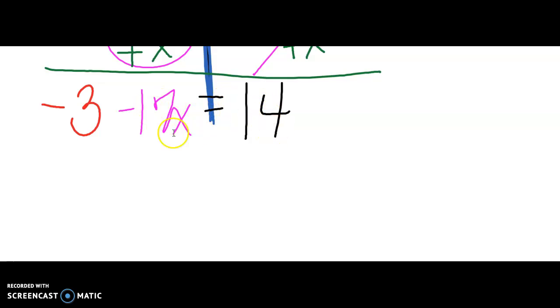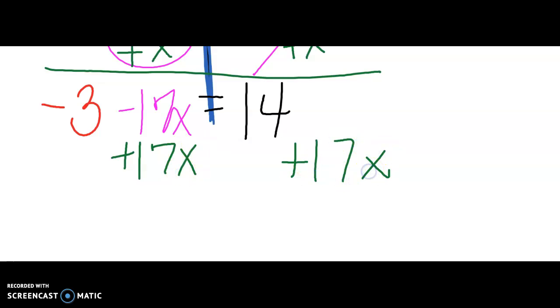Be very careful because I have a feeling some of us are going to try to move the 17x. Watch what happens if I try to move the 17x. Watch. Do not write it down. Can I combine 14 and 17x? No, they are not like terms, so you cannot combine them. So that's an issue. So I'm not going to do that.